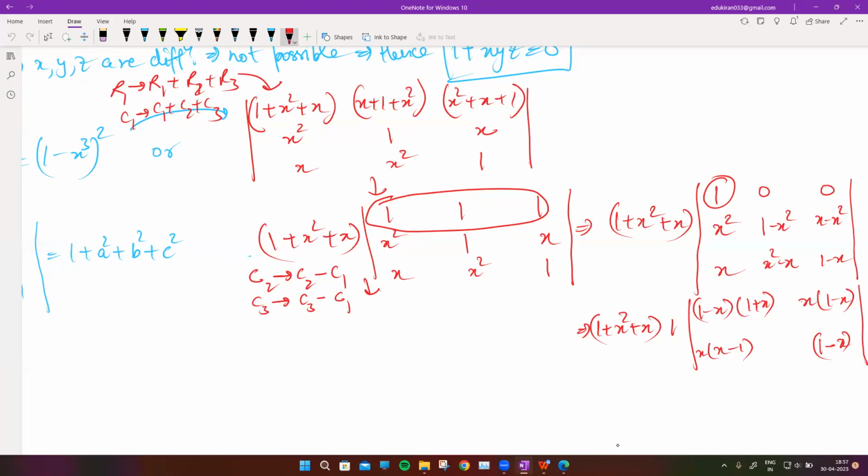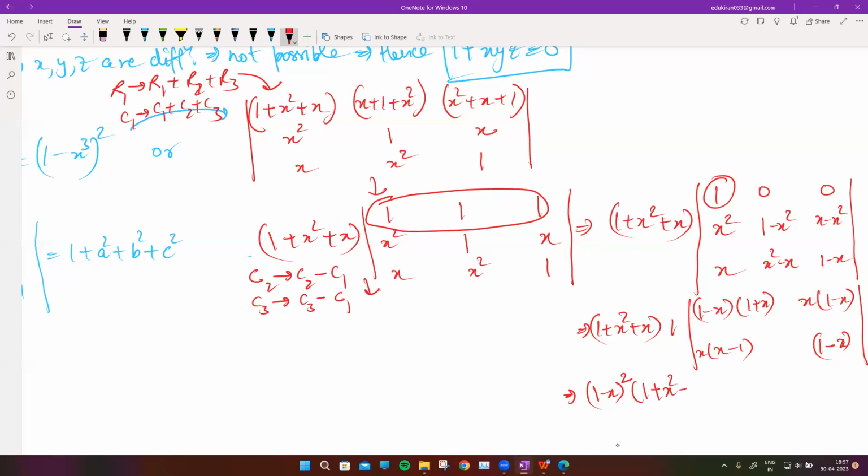So from the first row, you can take 1 minus x common. And from the second row, you can take 1 minus x again common. Right? But here it is written as x minus 1. So either write minus x here, okay? Or take x minus 1 common and take minus 1 here. So I'm taking 1 minus x common from both of them. So the first row gives me 1 minus x. The second row also gives me 1 minus x. So this becomes 1 minus x whole square.